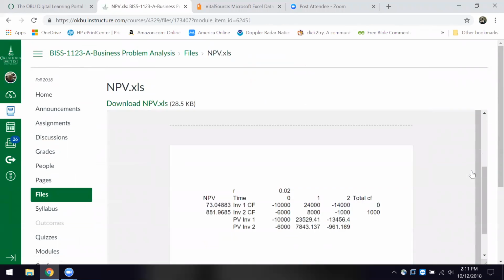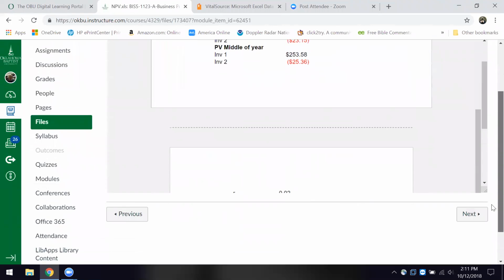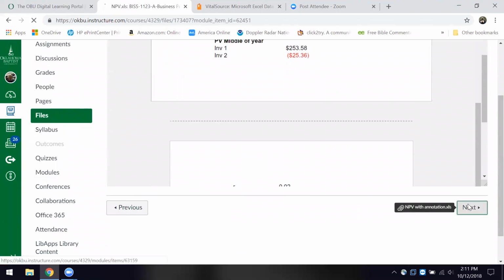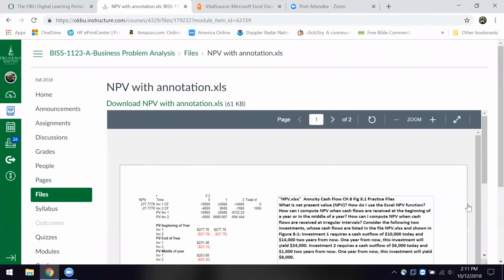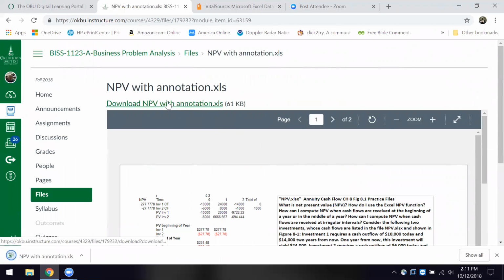Okay, and I'm going to go to the next one with the NPV with the annotation, and I'm going to download it. And I have annotated this, meaning I've gone into the relevant part of the text and I've pulled the text out. Having the digital textbook lets me do this. And so I pulled some of it out, and the verbiage is pretty heavy duty in this text.